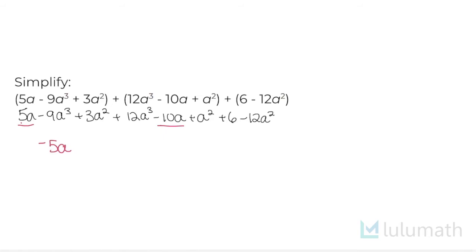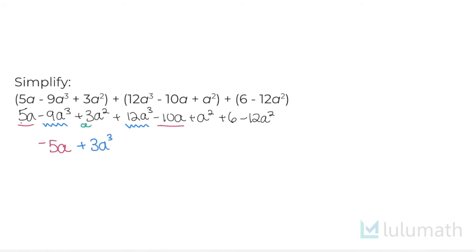Beautiful. Next term I see here is negative 9a cubed. I'm going to look and see, are there any other a cubed terms here? And I can see that I have positive 12a cubed. So negative 9 plus 12 is positive 3, and my a cubed stays the same.